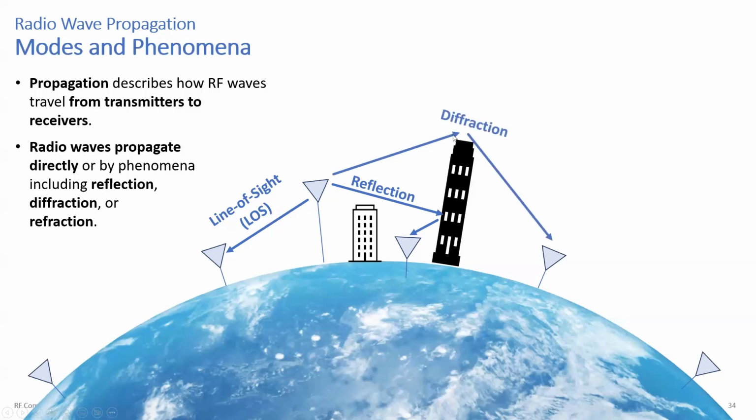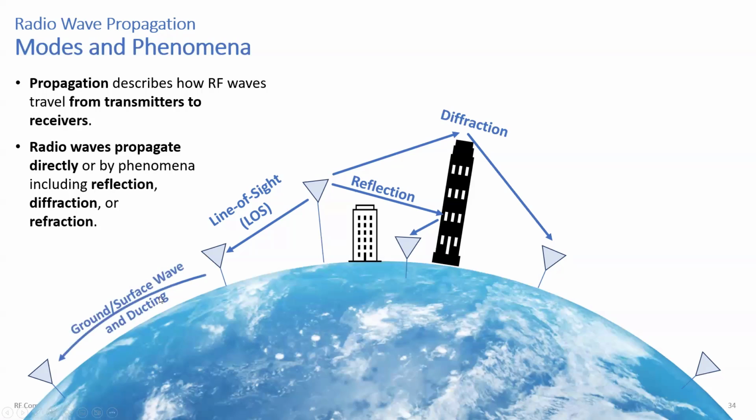You can also get diffraction over a building or over any kind of object, where you have some kind of blockage in the line of sight. So in this case, this transmitter antenna's signal would diffract over that building or other object.